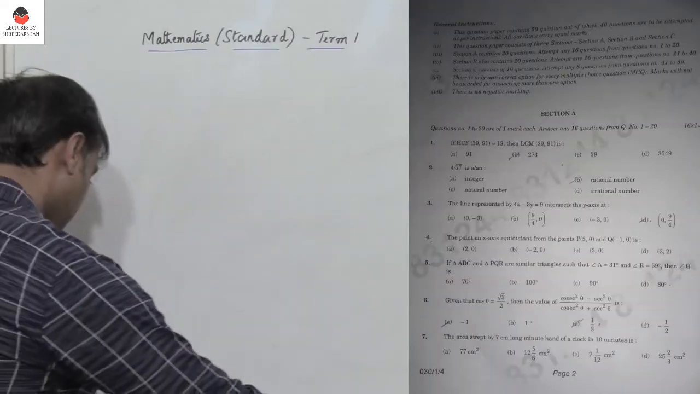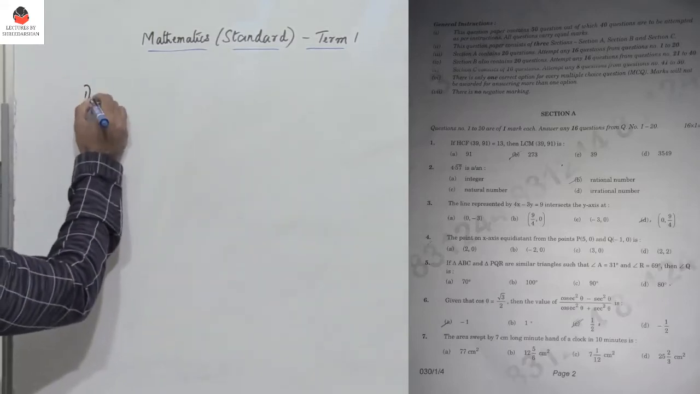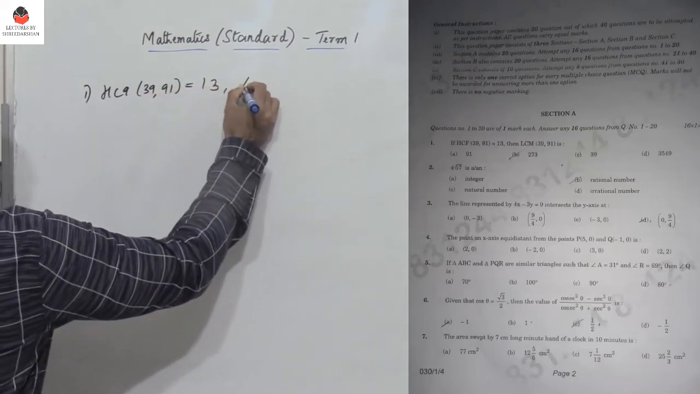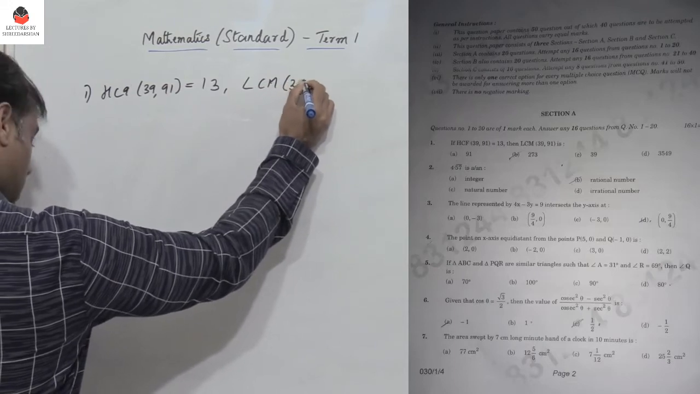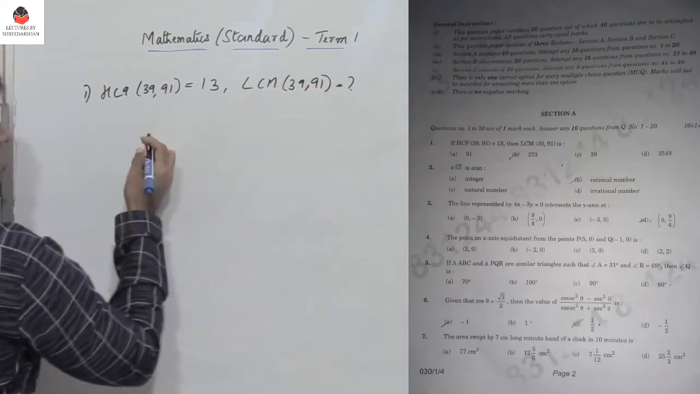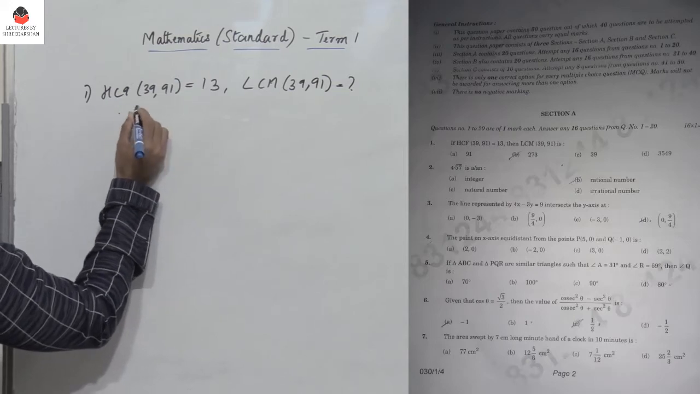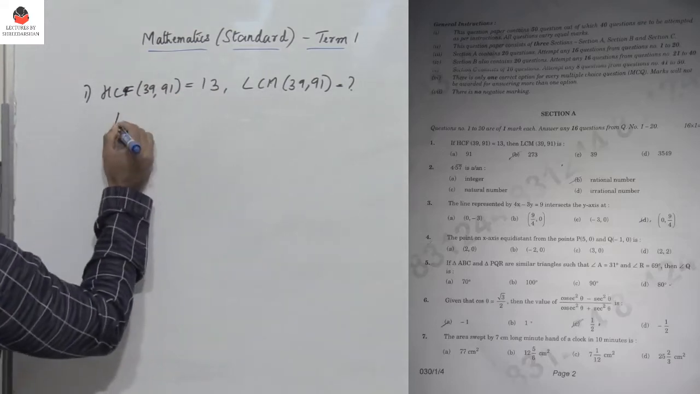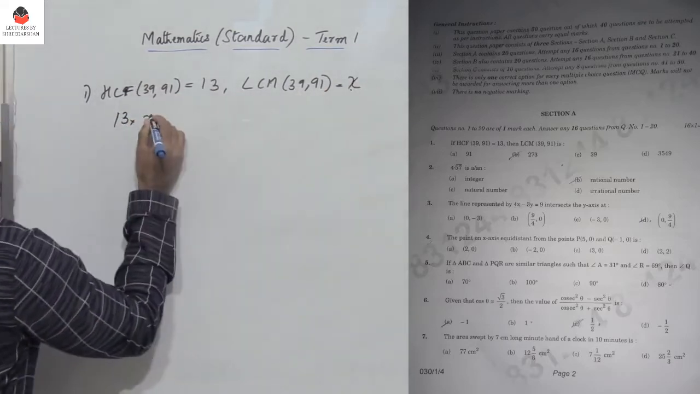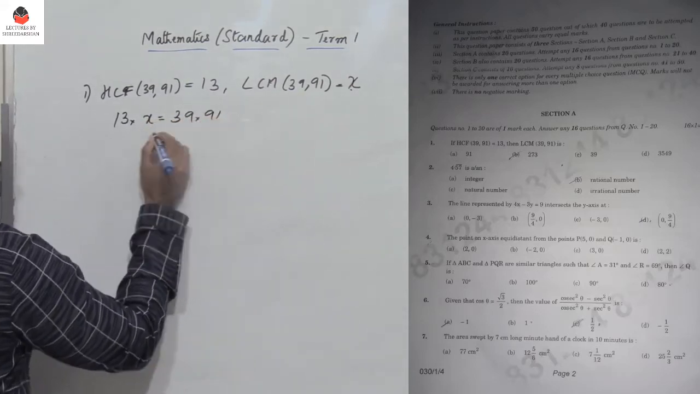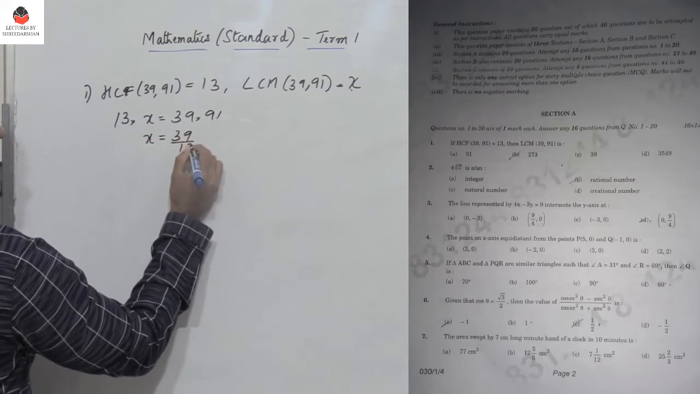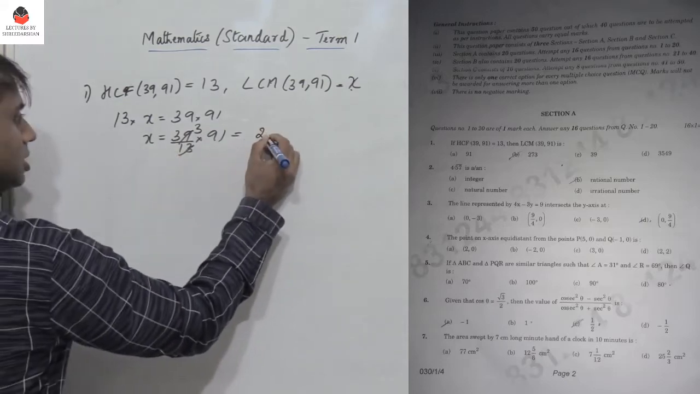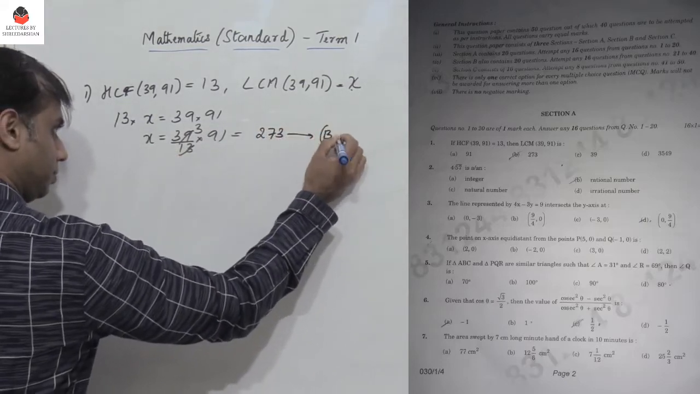Question 1 states that the HCF of 39, 91 equals 13 and LCM of 39, 91 is. So we know that when you multiply the two numbers, it is equal to the product of HCF and LCM. Therefore 13 into x, if I call this as x, is equal to 39 into 91. So x equals 39 by 13 into 91. 13 3s are 39, so 3 into 91 will give me 273, which is option B.